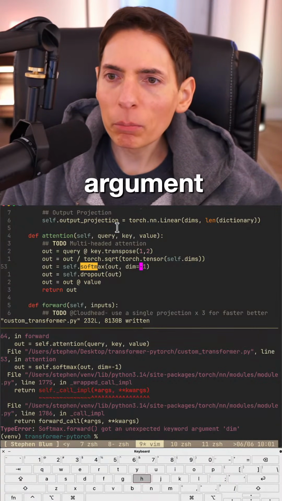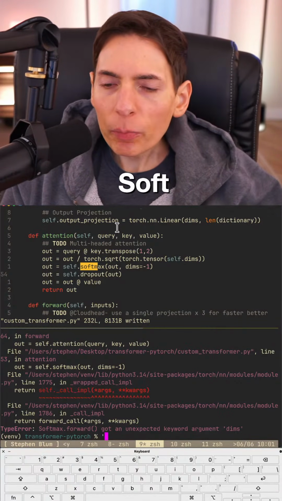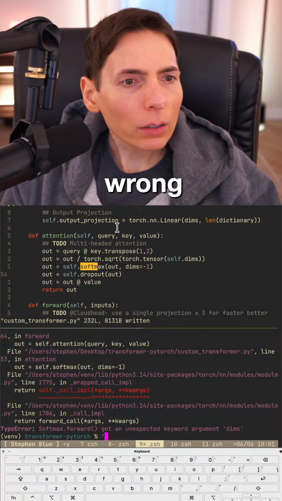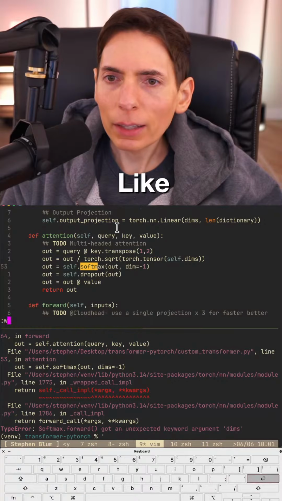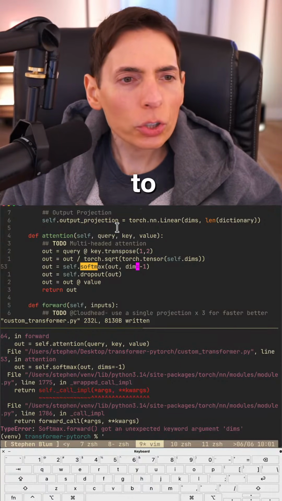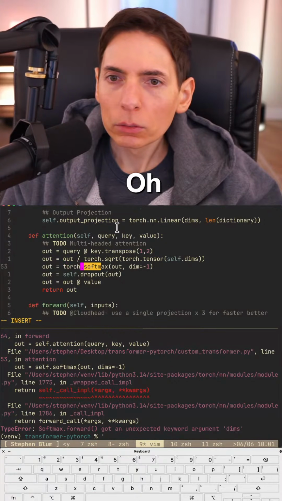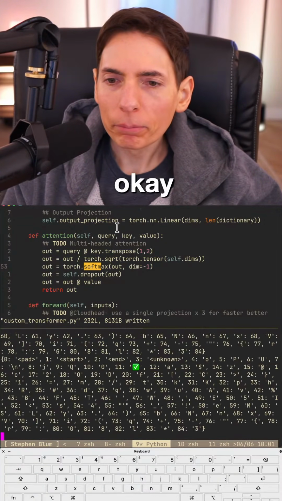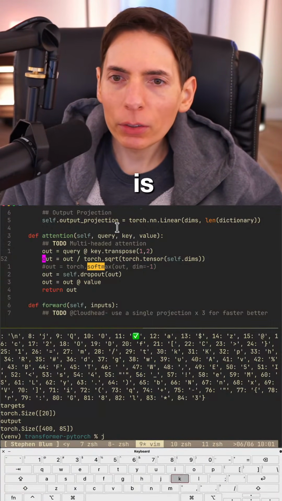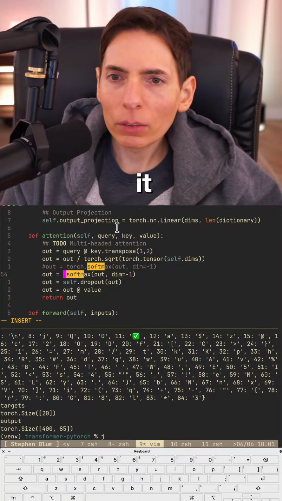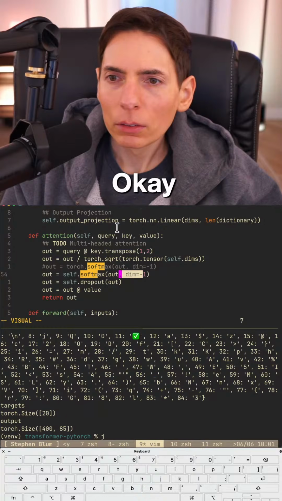Unexpected keyword argument dims. Let's try that, with an S. Softmax forward got an unexpected... Wait, what did I do wrong? It is dim. Okay, like that. Softmax torch. There we go, like that. Okay, that didn't change anything. That's the same as it was before. So what I'm going to do is make it the way I had it previously. Okay. There we go.